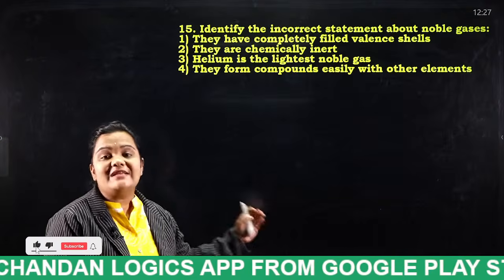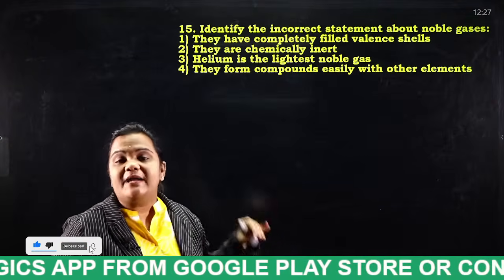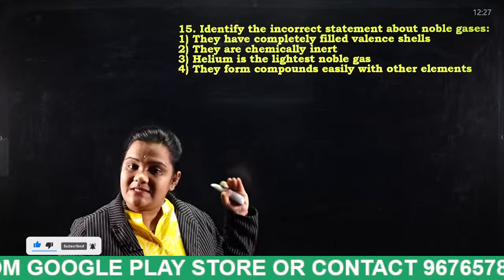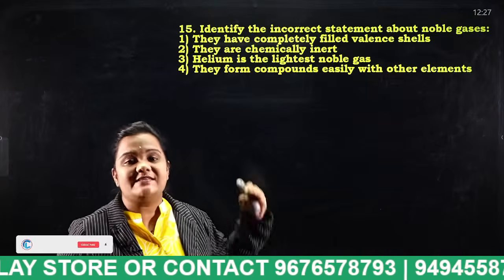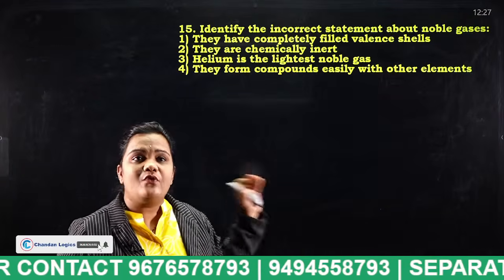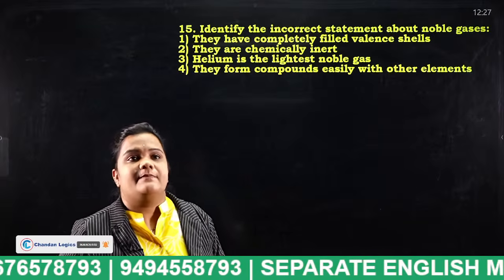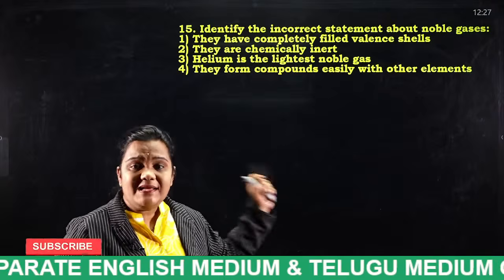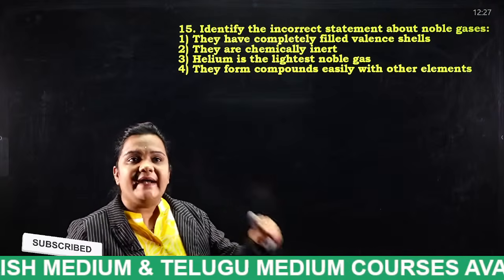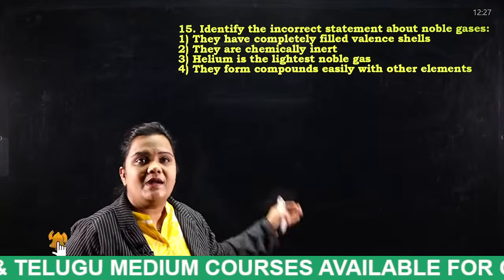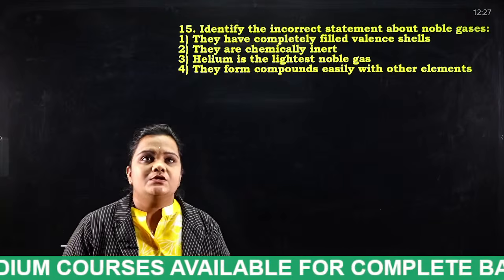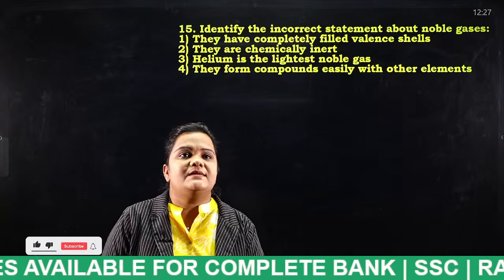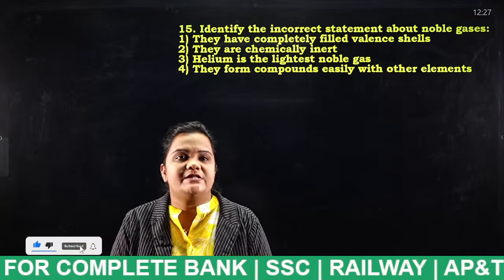So, in the given statements, this is regarding noble gases, which are also known as inert gases and also known as zero gases. In the given 4 statements, one is a wrong statement. Identify that wrong statement and put your answer in the comment section. So, tell me students, what is your answer? Very good, Sudarshan.